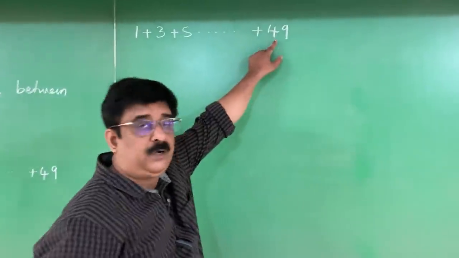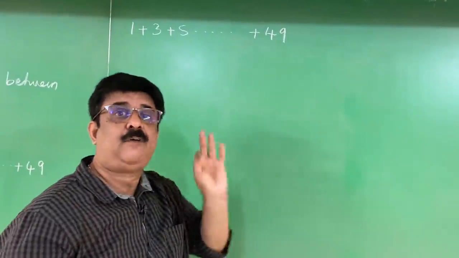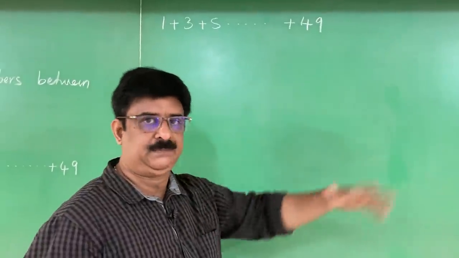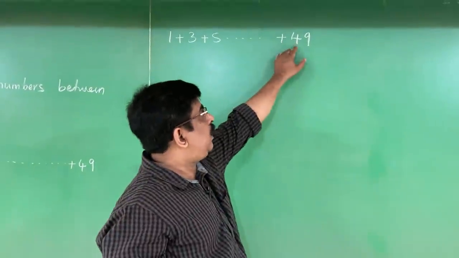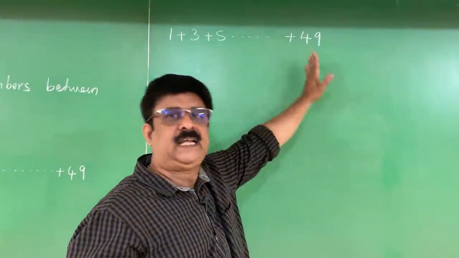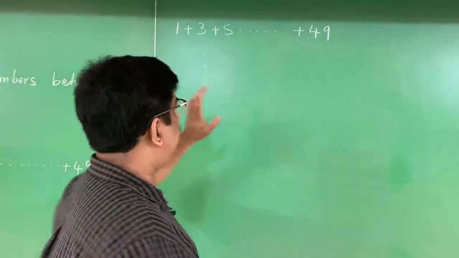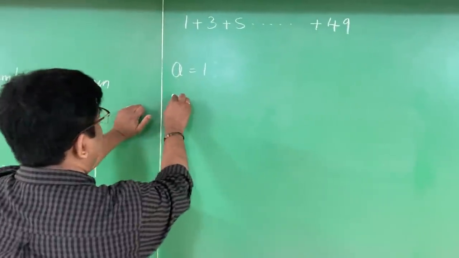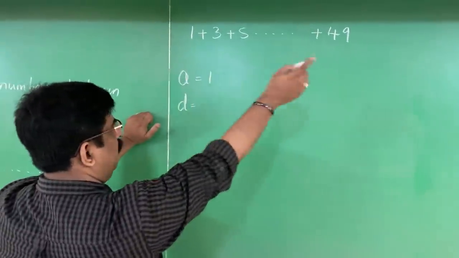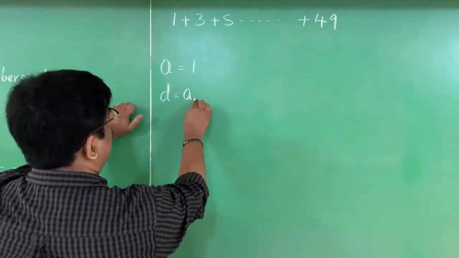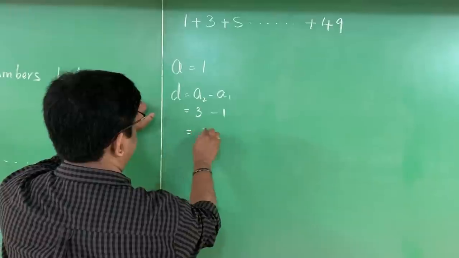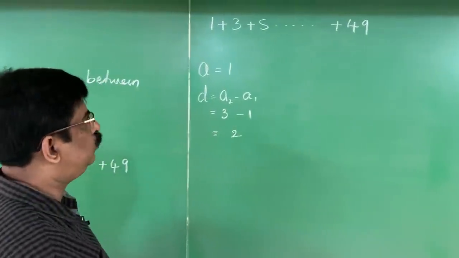It's the last term, not the 49th term. It is 49. You have to understand the difference: up to 40 terms, up to 50 terms, but up to 49 means the number itself is 49. What is A? A equals 1. To find D, since we have the common difference, D is equal to A2 minus A1. A2 is 3, 3 minus 1, so D is equal to 2.